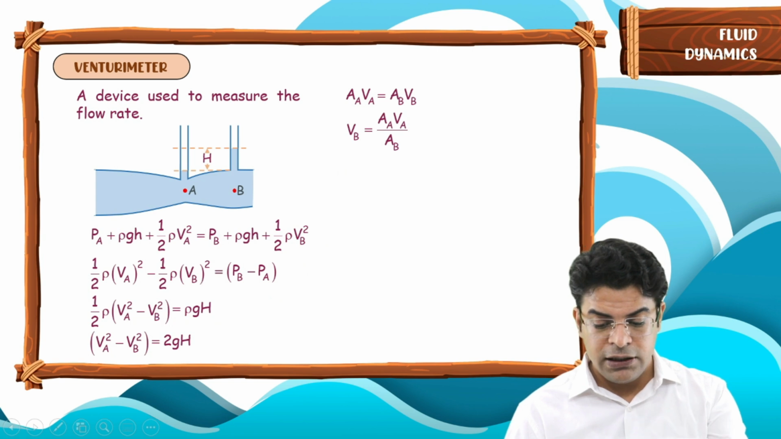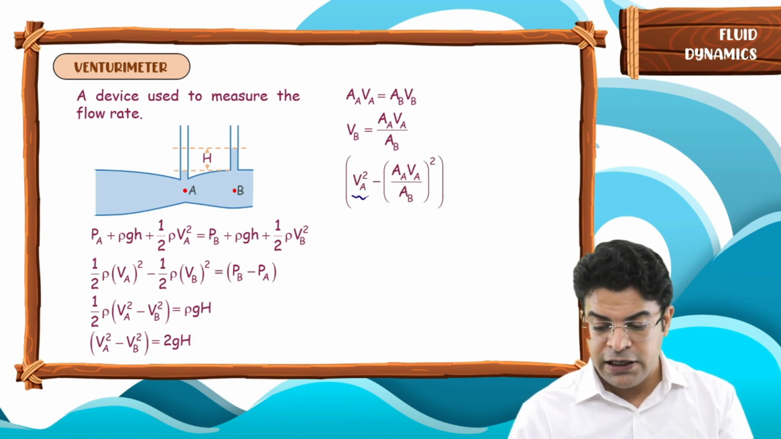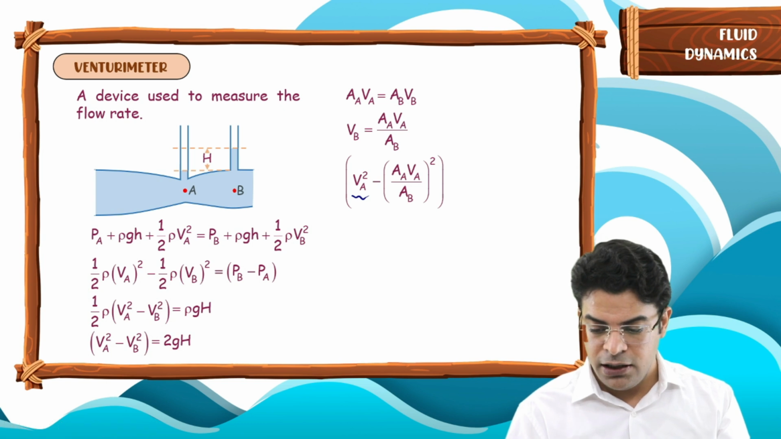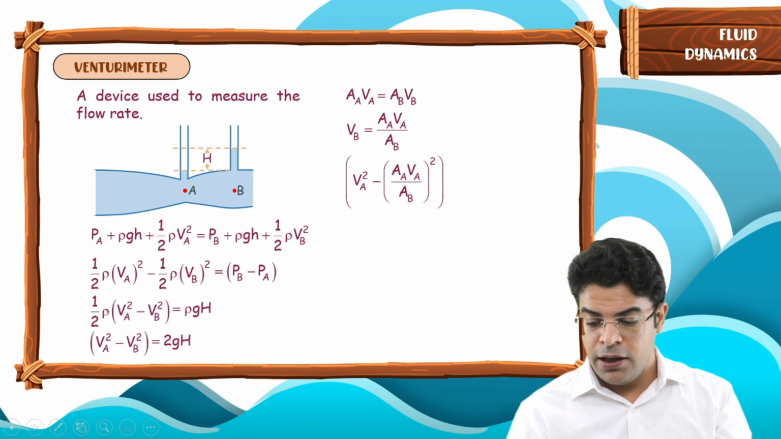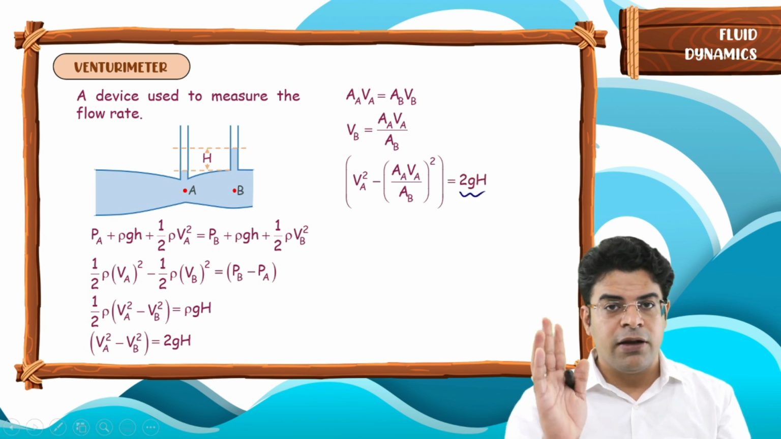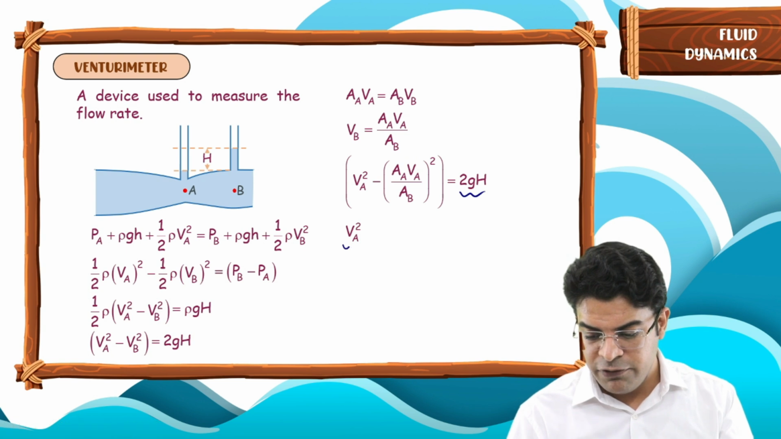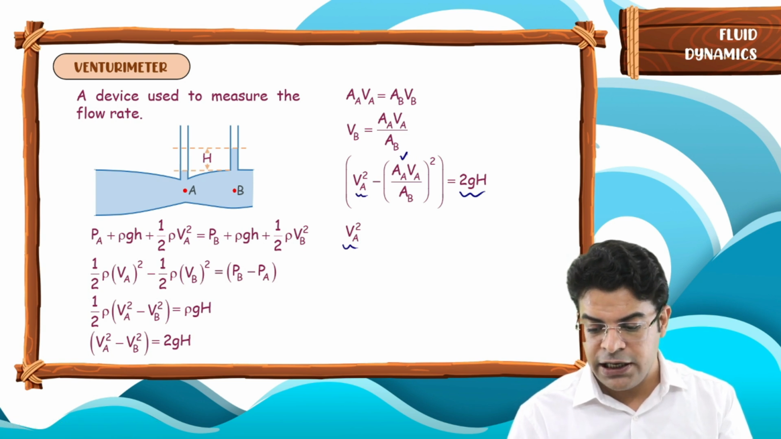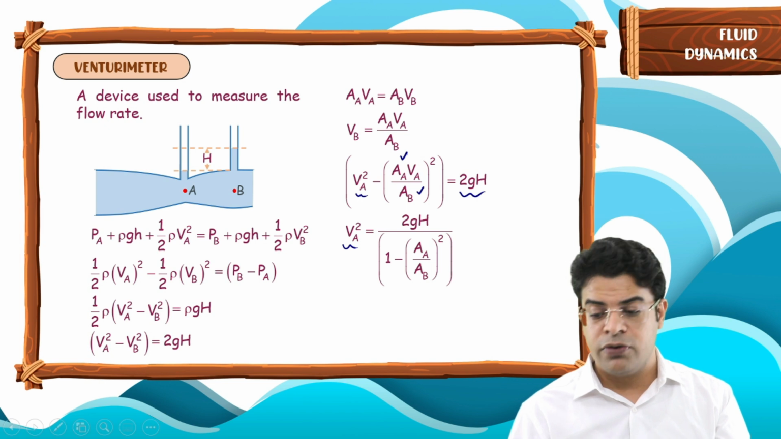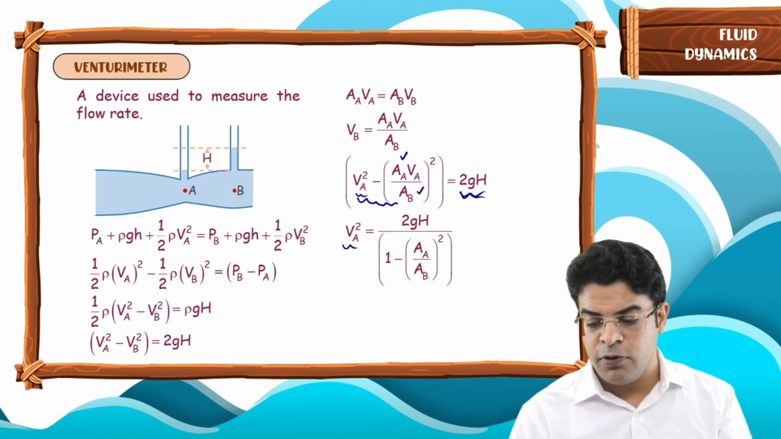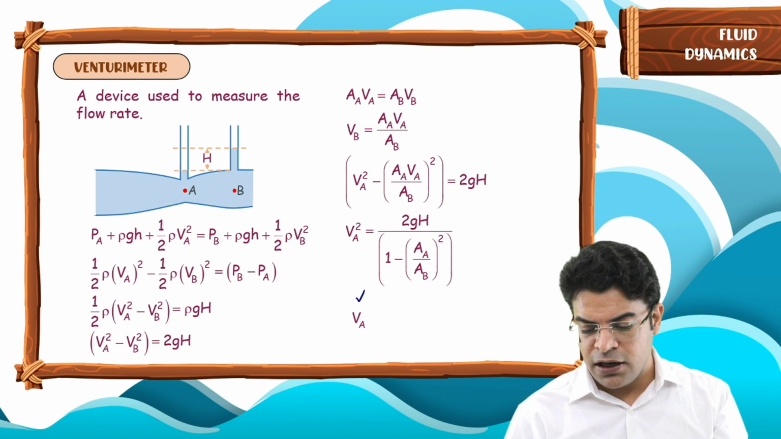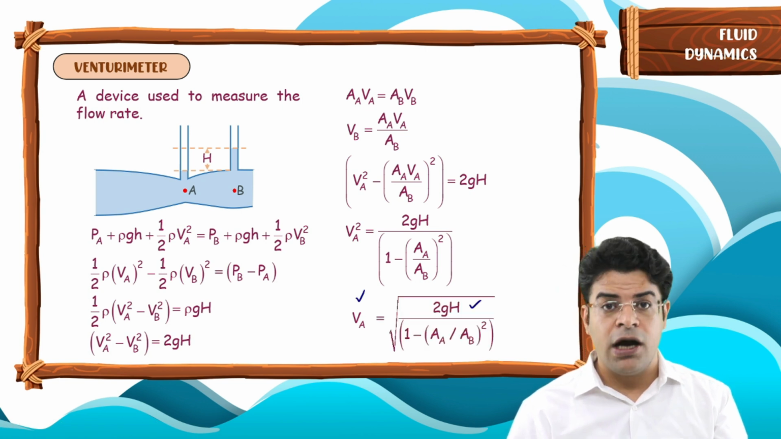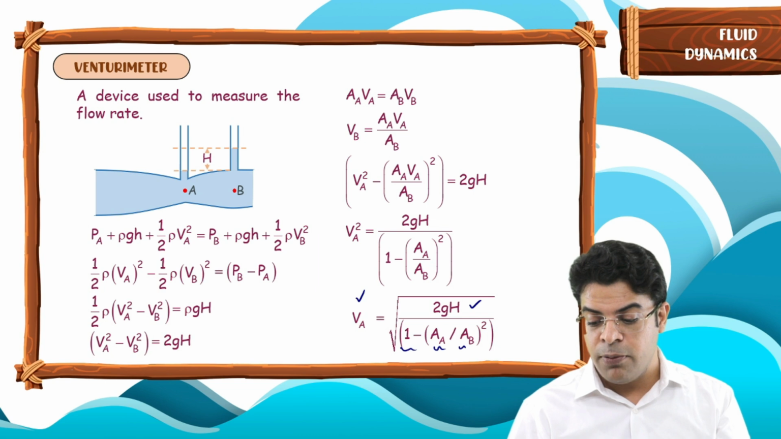Now, if you substitute the value of VB here, you can find out VA. So, substituting the value of VB, we get VA square minus, in place of VB, write area at A into VA upon AB whole square equals 2gh. Now, take VA square common. So you get VA square into 1 minus area at A upon area at B whole square equals 2gh, and you can bring this whole term of 1 minus area at A upon area at B whole square to the denominator, and then take the square root. So when you take the square root, you get VA equals root of 2gh upon 1 minus area at A upon area at B whole square.